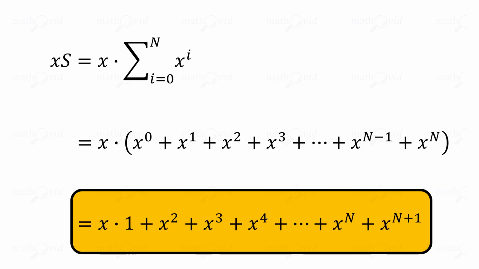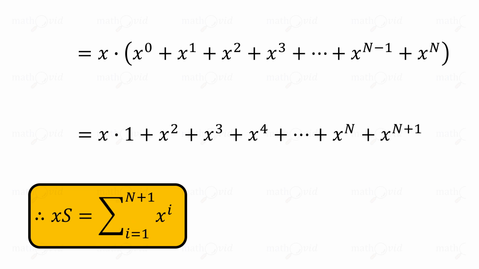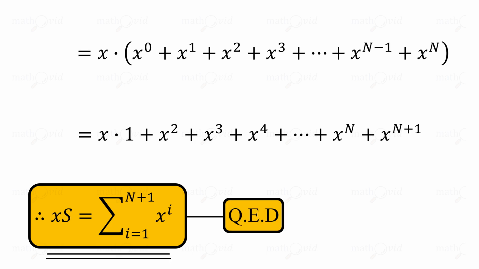Opening the brackets, we get x times 1 plus x squared plus x cubed plus x to the power of 4 plus so on and so forth till x to the power of n plus x to the power of n plus 1. So basically, all the exponents of our series have been raised by 1. Meaning, if we were to rewrite our resultant expression in a summation notation, we would get x raised to i, whereby i would equal 1 up till n plus 1. And this proves our first question.